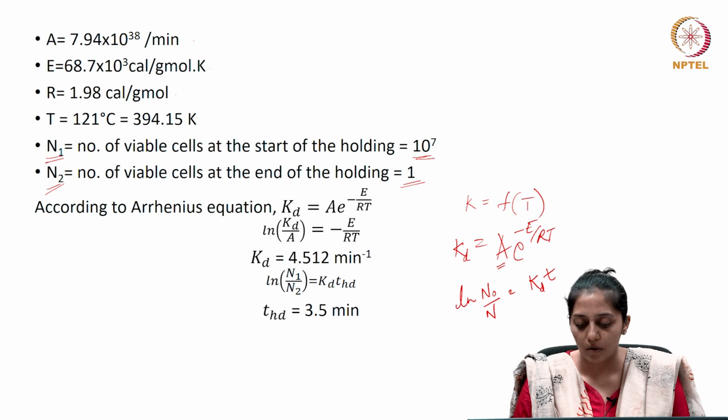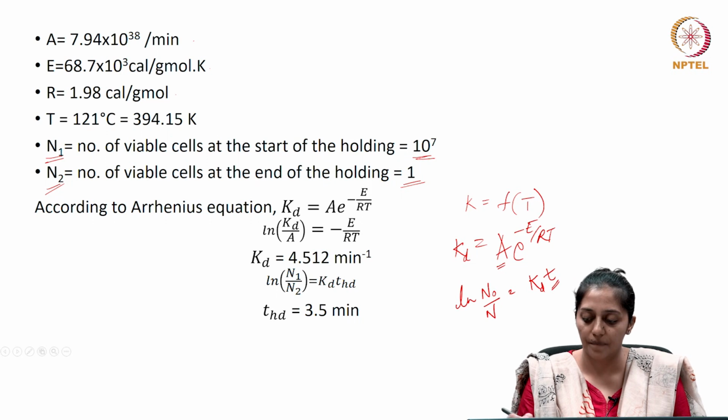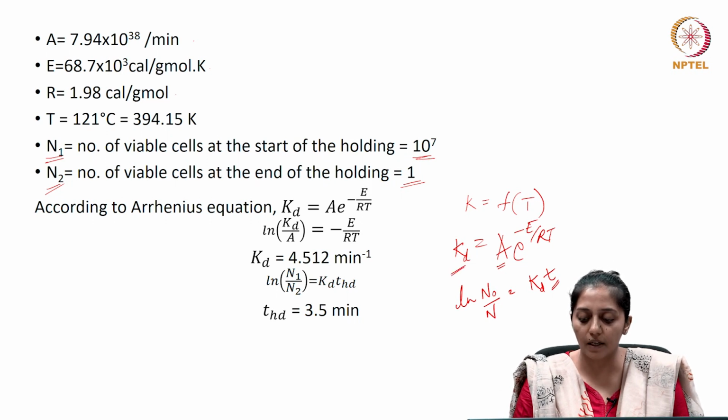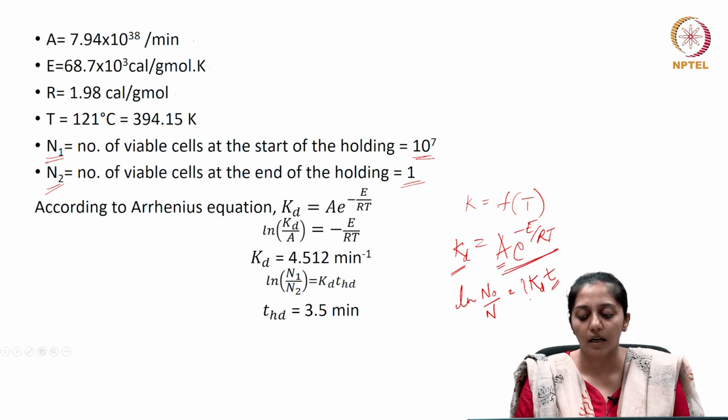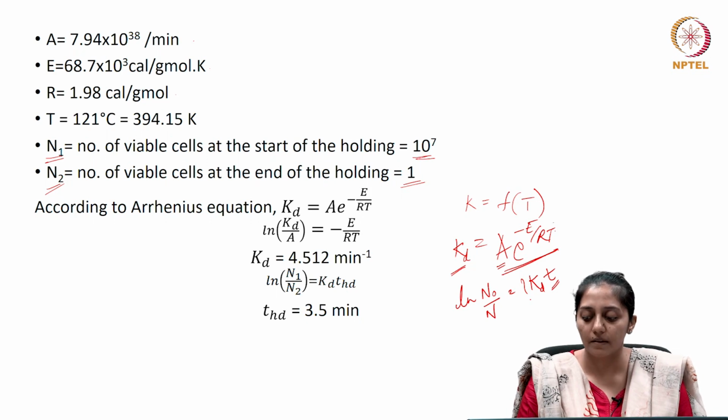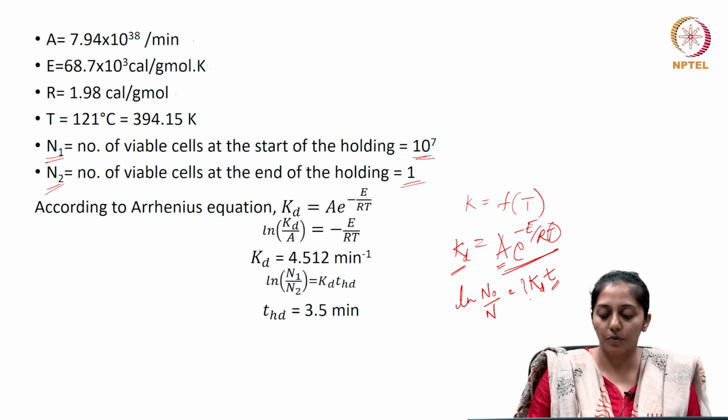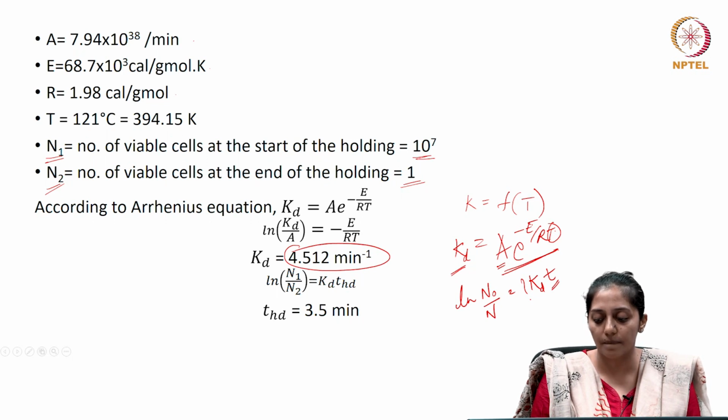So, now we have to find the batch sterilization time. For that, we must calculate the value of Kd first, because we need Kd here. Kd can be calculated using the Arrhenius equation, where T is known and the constant values are given. If you substitute all the values, you can find the value of Kd, which is given here as 4.5 minute inverse, because the rest of the values are given to us in the Arrhenius equation.